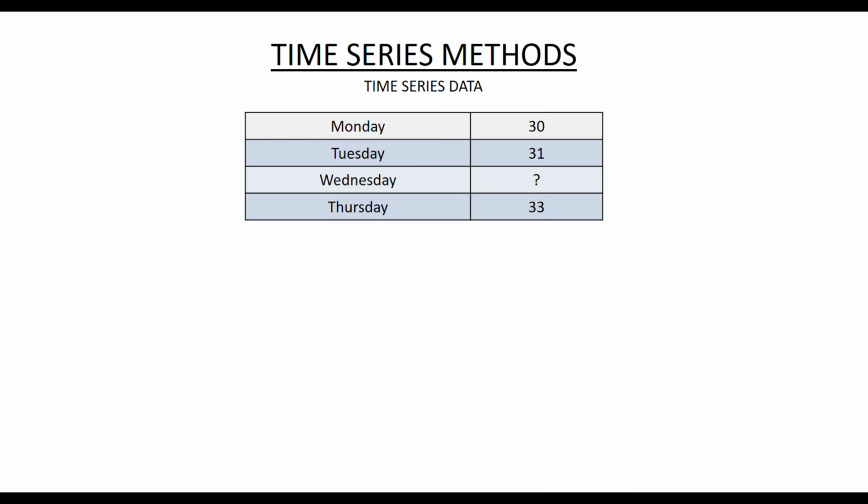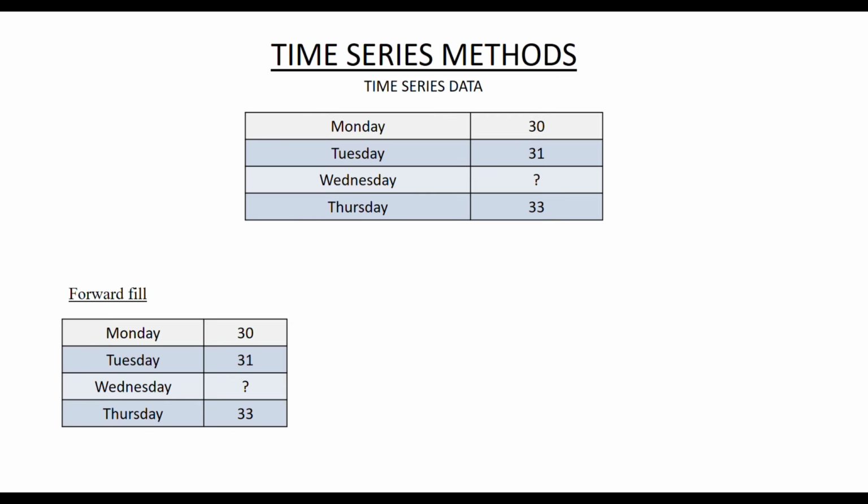Now, let's look at methods that are particularly useful for time series data. The first is forward fill. Here we replace a missing value with the previous available value. So if Tuesday temperature is 31 and Wednesday temperature is missing, we may use 31 like this. So the question mark will be filled by 31 here.